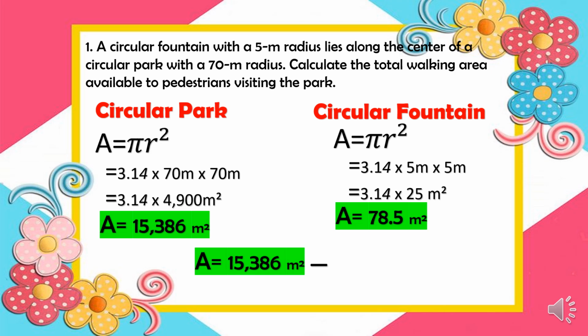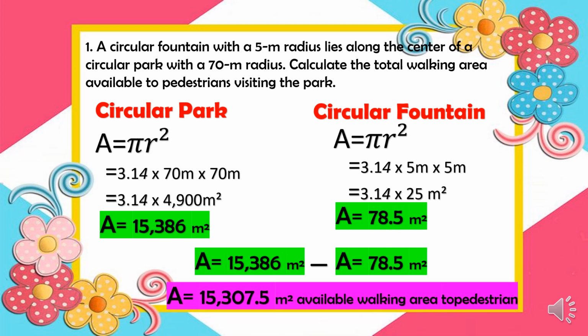So paano natin i-calculate yung total walking area available to pedestrian visiting the park? So we will subtract the area of the circular fountain from the area of the circular park. So when we subtract 15,386 minus 78.5, the answer will be 15,307.5 square meter. So that means that is the available walking area to pedestrian.